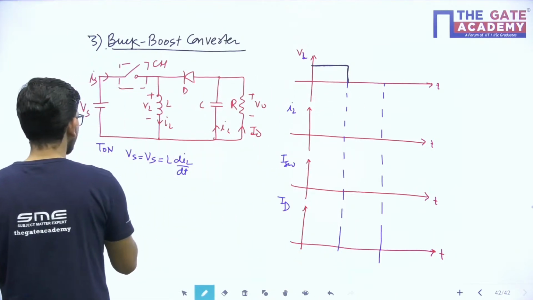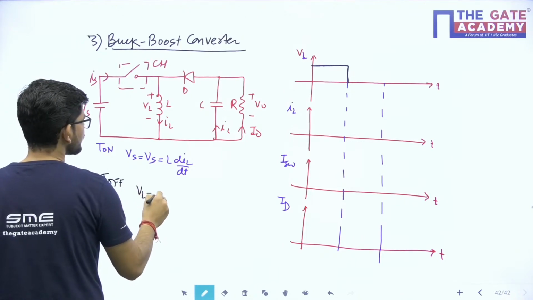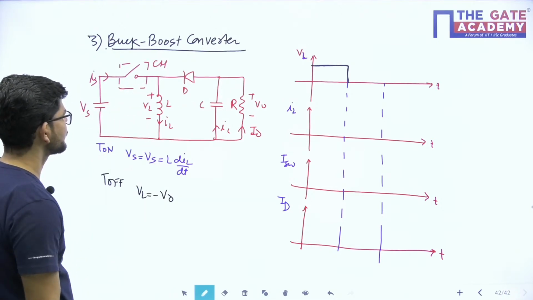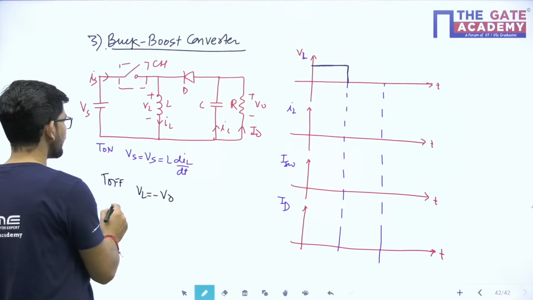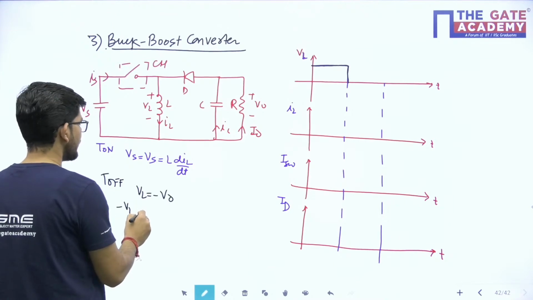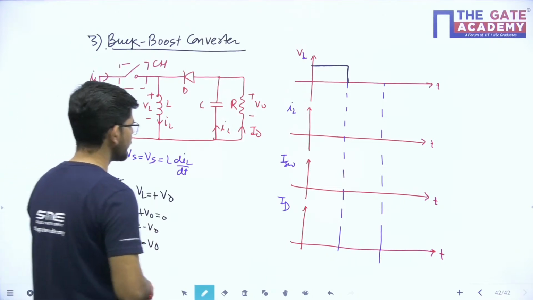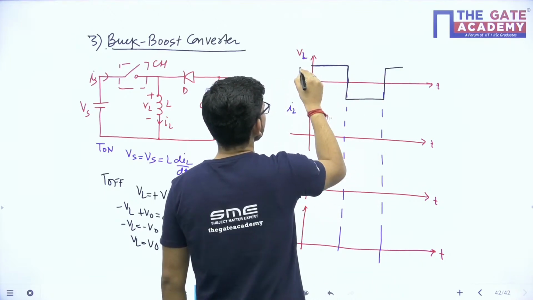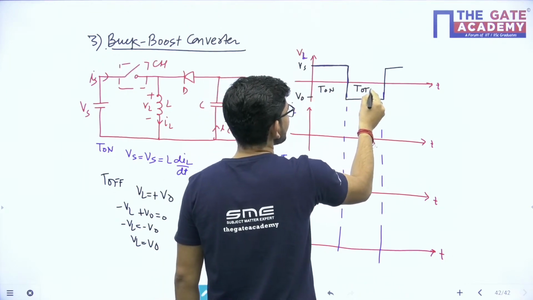And during the off time, what will I have? See, during the off time, this VL is equal to minus V naught, isn't it? During the off time, you will have minus VL plus V naught equals 0, or VL is equal to minus V naught. So I will be having VL equal to minus V naught here. So this is Vs and this is V naught. This is the on period and this is my off period.